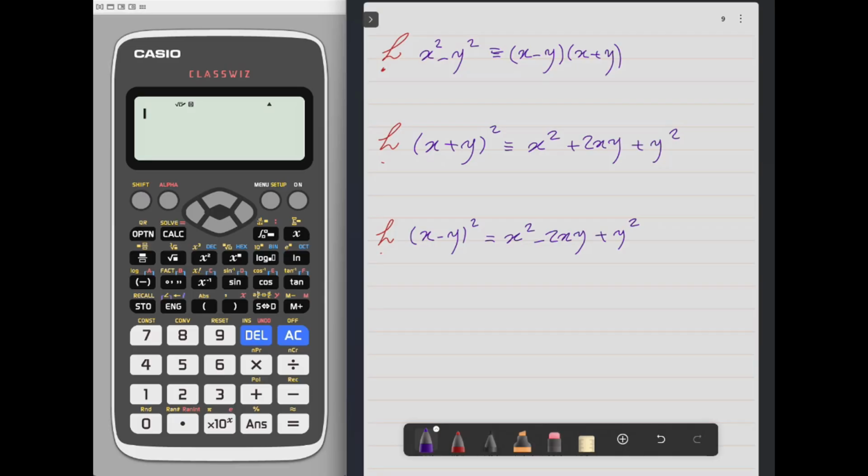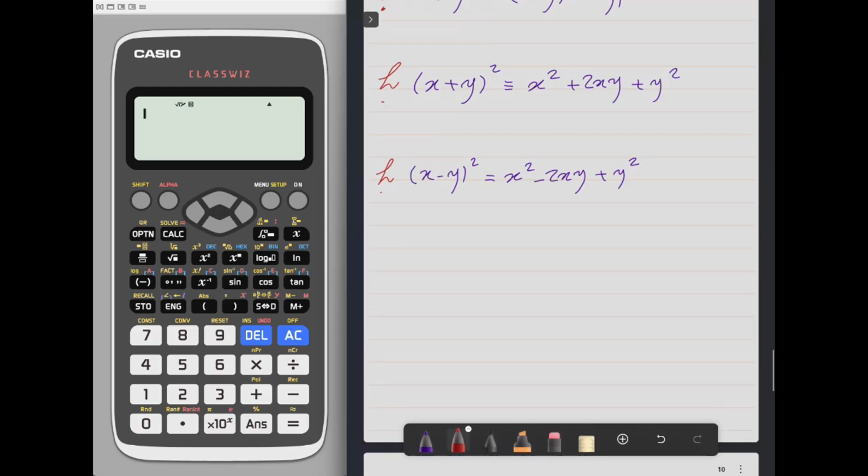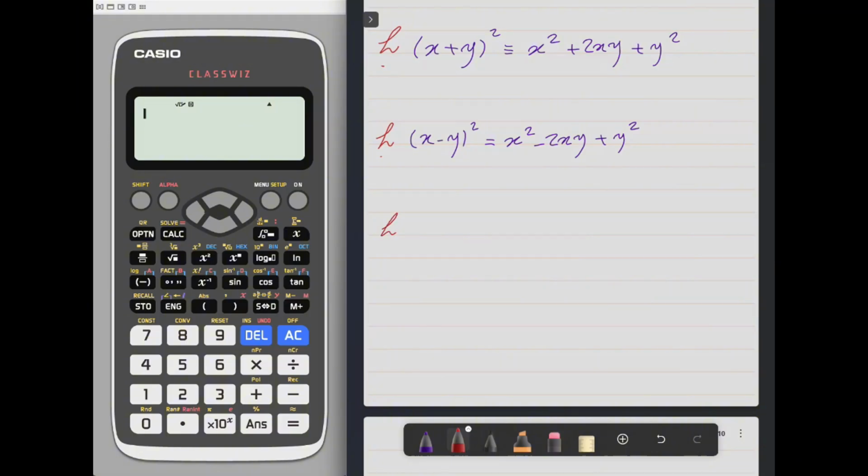I'm just writing this down so you can save time in the exam. You do not need to multiply out the brackets and make it so hard. No, there is no reason for that.